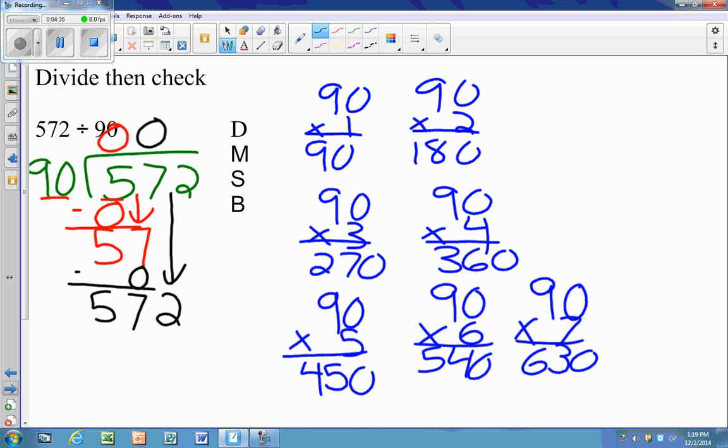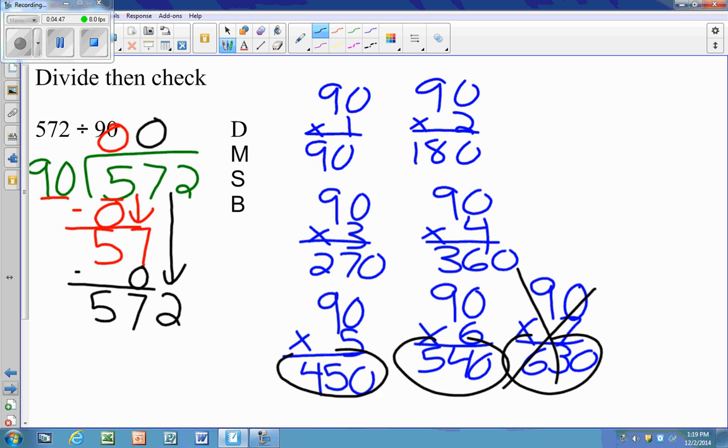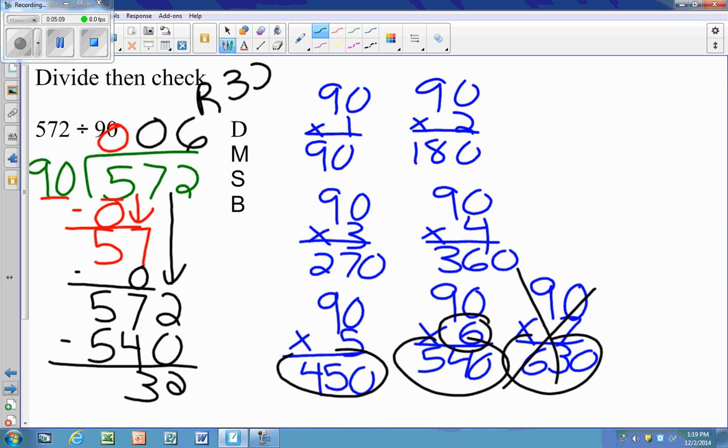And now I have to ask myself, how many times can 90 go into 572? So I look, I have 450, that's not enough. I have 540, we're getting closer. I have 630. Well, 630 would be too big, so I like 540. So it goes in how many times? 6. And now I already have the answer to my multiplication of 6 times 90, which is 540. And I subtract, and when I subtract, 32 is less than 90, so I know that's correct, and I also know that I don't need to bring any more numbers down, so my answer is 6 remainder 32.